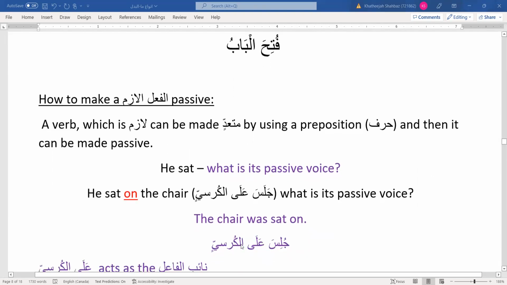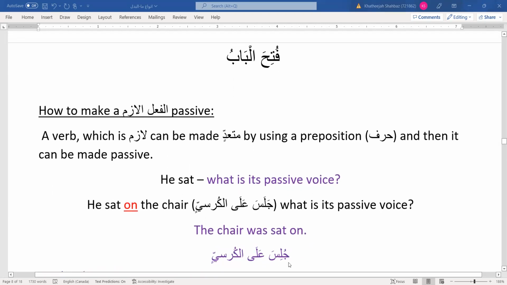So what will be the Arabic? Julisa alal kursi. Julisa alal kursi. The kursi was sat on. This is as it's already said in English. So this is the Arabic now. Julisa alal kursi. The kursi was sat on.